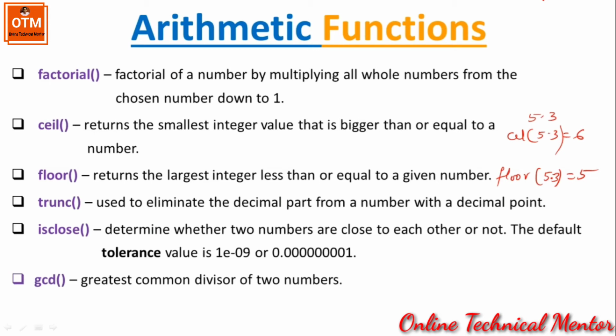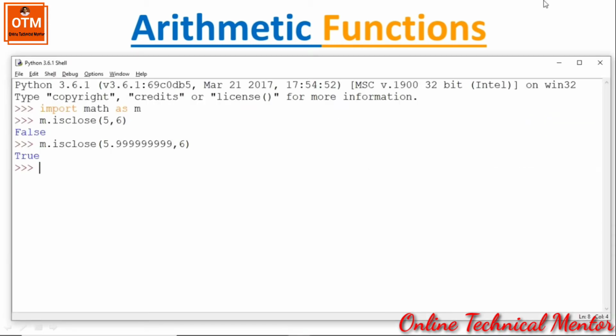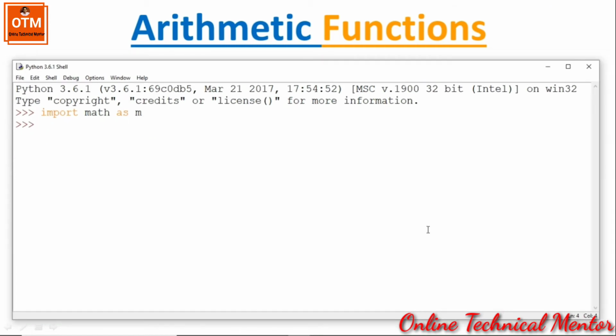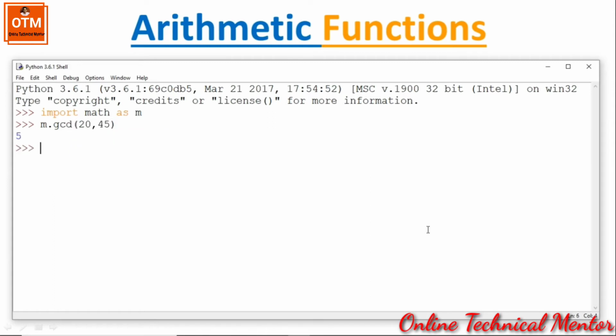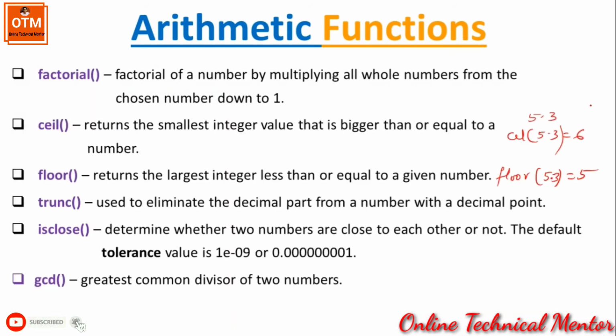GCD means greatest common divisor, or you can say highest common factor, HCF also. So let me show you the HCF, or the GCD, between 20 and 45. So just import the math module, then m.gcd(20, 45), and 5 is the HCF, or you could say the GCD of 20 and 45.